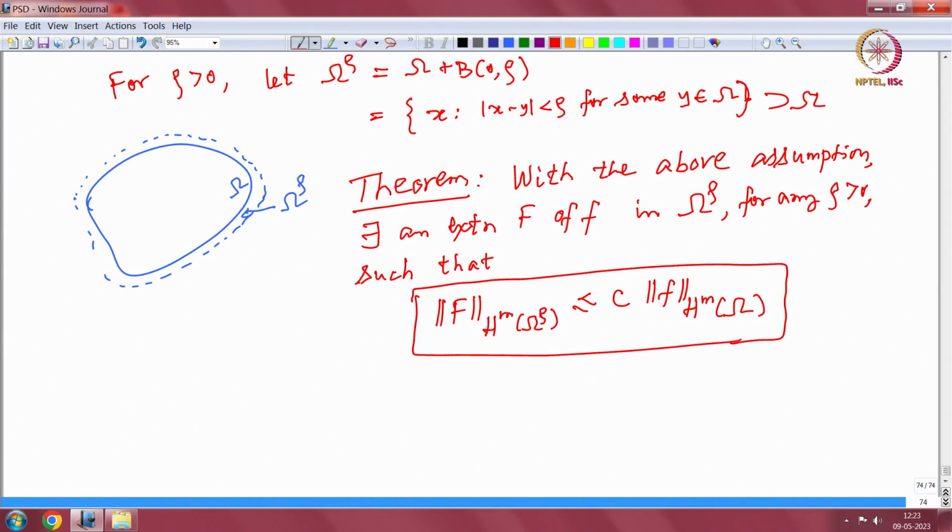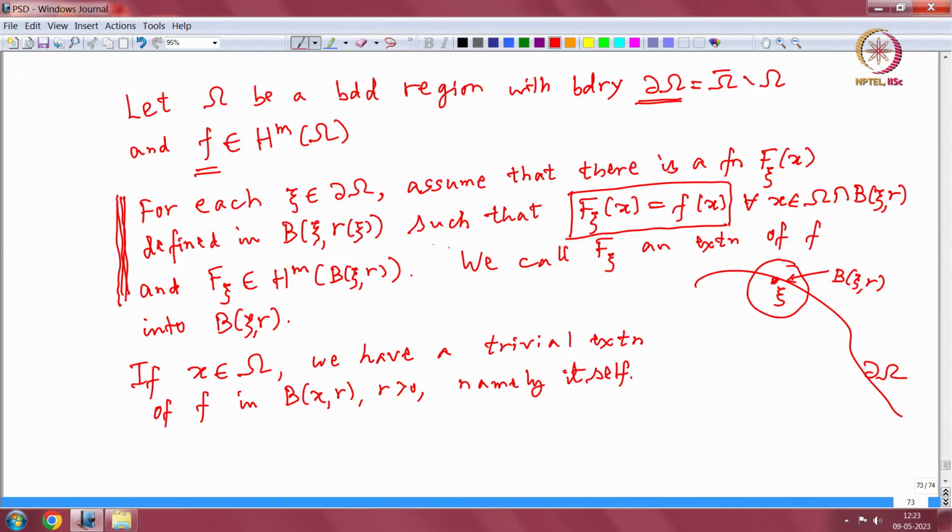So, the next task, before giving the proof, the comment is that the next task is to put assumptions on the boundary, so that this condition of every point on the boundary having an extension in a ball around that boundary point is satisfied. Okay, that's important, so add that.